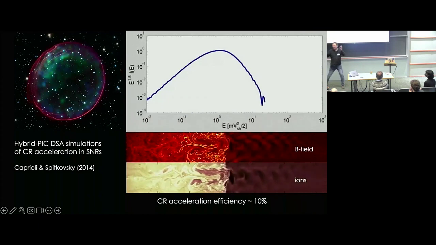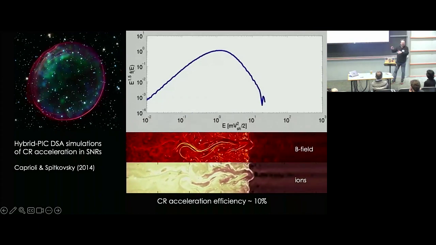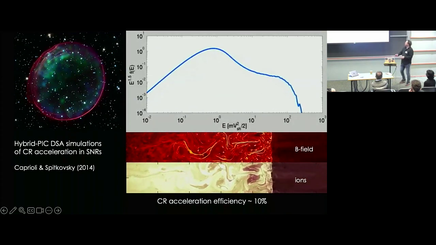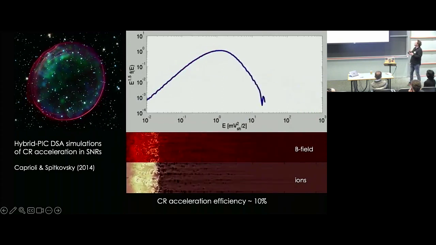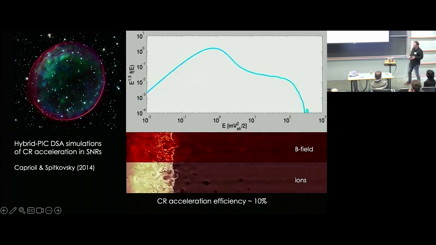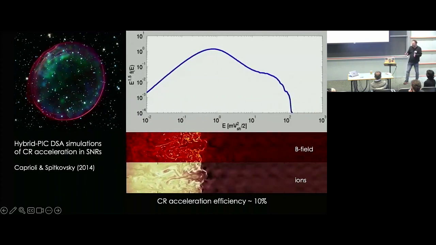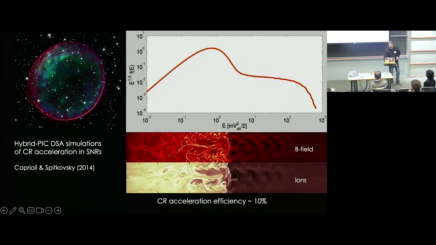Okay, so people have been doing these really cool hybrid PIC simulations of cosmic ray acceleration in individual supernovae. They looked at the Fermi process, acceleration of these non-thermal tails. They've been looking at how cosmic rays get confined to the sites of supernova explosions.